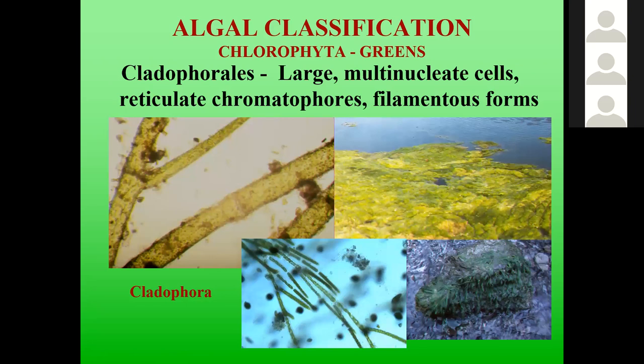All right, another whole important group, filamentous ones, the Cladophorales. There's multiple filamentous groups, but these are large multinucleate cells. They have a reticulate chromatophore. It looks like a little net inside the cell, and are filamentous forms. Cladophora is the type name for it. It's large. It makes big mats. It comes to the surface. Real problem in the Great Lakes.